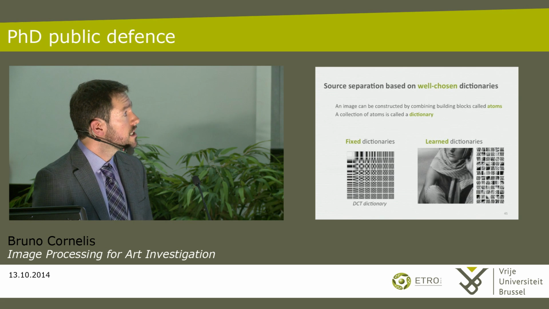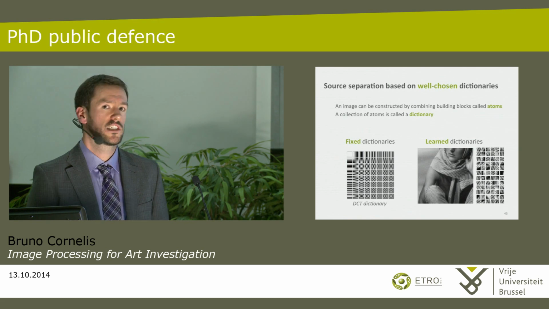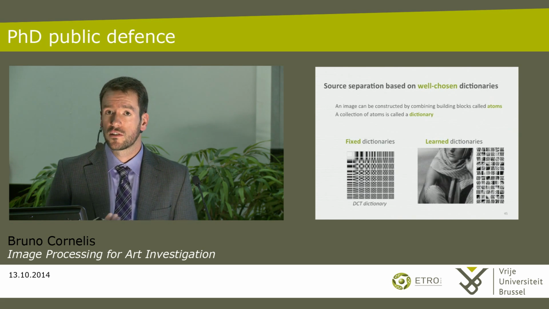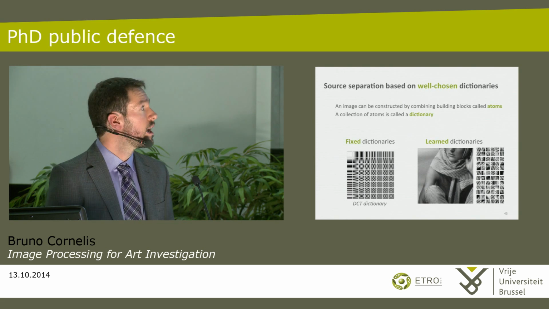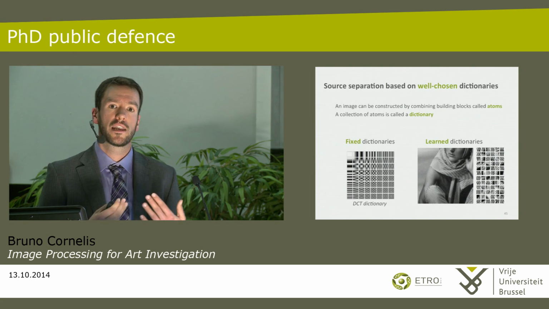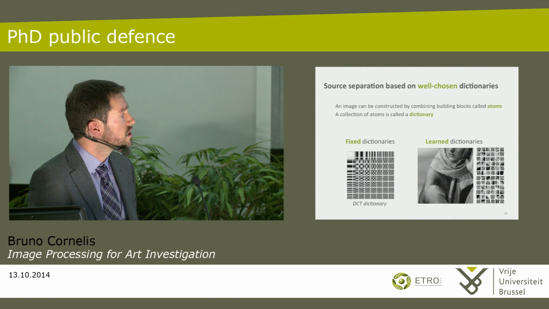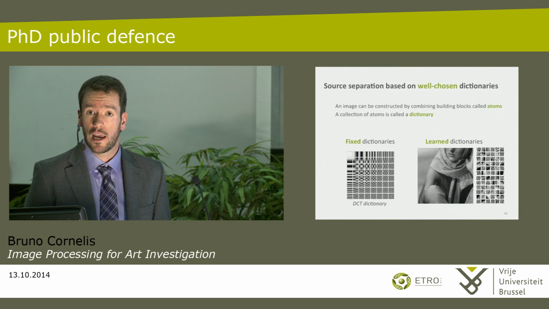MCA is based on the idea of choosing your dictionaries very well. And what is an image dictionary? I said before that an image is nothing more than a collection of pixels, a collection of numbers, basically. Well, you can also construct an image by linearly combining building blocks. These building blocks are called atoms, and here you can see some examples of these atoms as well. A collection of these atoms is called an image dictionary.